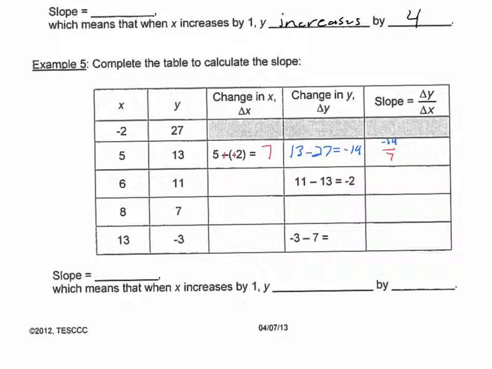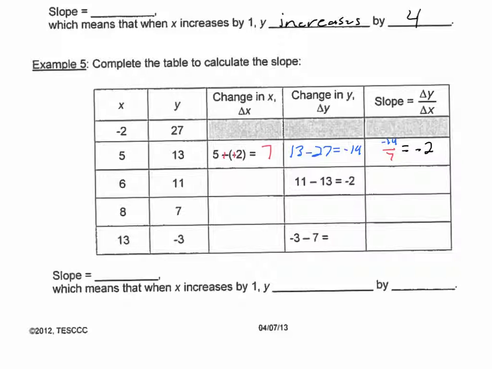When I go to simplify this fraction, negative 14 divided by 7, okay, negative divided by positive is a negative, and 14 divided by 7 is 2. So this is negative 14 over 7 equals negative 2. This is a negative 2 slope.